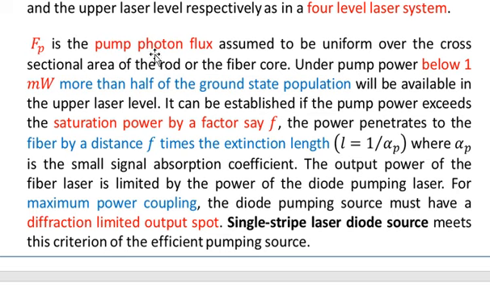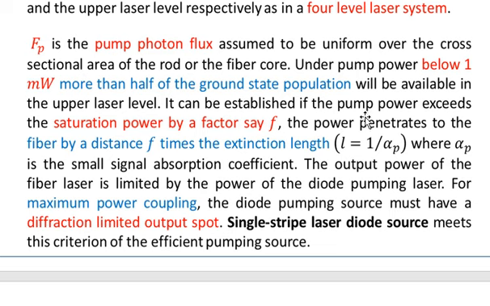Fp is the pump photon flux, assumed to be uniform over the cross-sectional area of the rod or the fiber core. Under pump power below 1 milliwatt, that is close to 1 milliwatt, more than half of the ground state population will be available in the upper laser level.